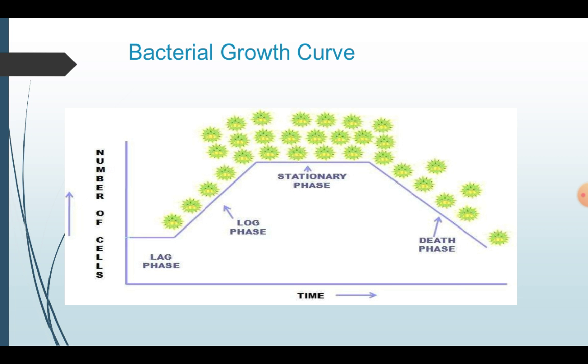In this graph we can see the lag phase, log phase, stationary phase and death phase. The lag phase is at the start of the graph. The log phase is where the graph is increasing. The stationary phase is the middle phase of the graph, and the death phase is at the end of the graph.